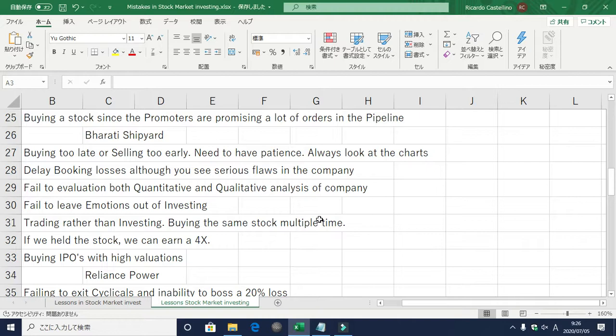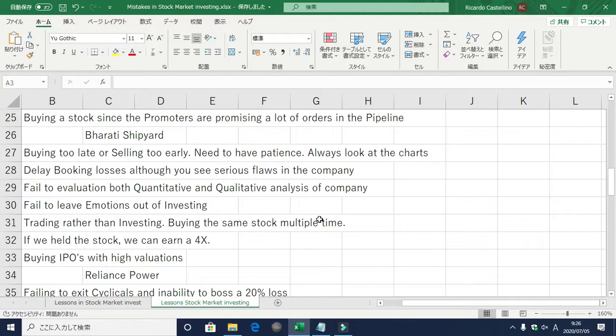The next point is, the mistake is buying too late or selling too early. So you need to have patience. Always look at the charts, which will help you to decide the entry and the exit points, when to buy the stock and when to sell the stock. Even if you're selling or buying fundamentally strong companies, it is advisable to use the charts, especially to determine the entry and the exit points.